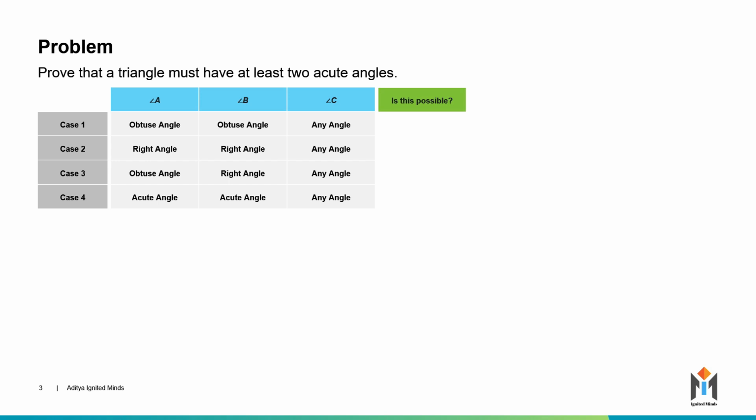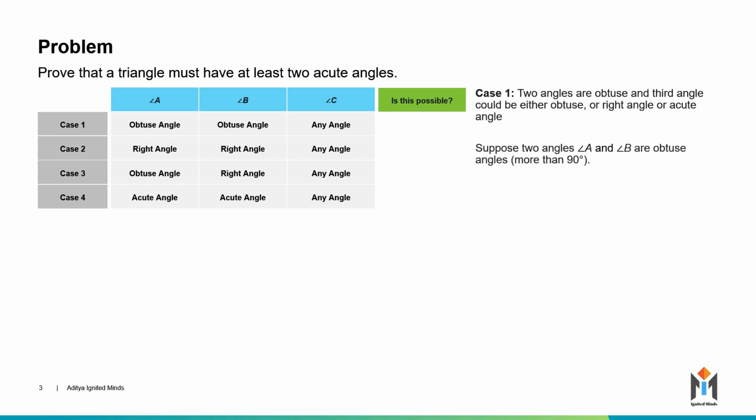Coming to case 1, where two angles are obtuse and the third angle could be obtuse, right or acute. Let us take two angles of a triangle, say A and B, and say they both are obtuse angles, which means both are more than 90. When you sum up angle A plus angle B, A is more than 90 and B is also more than 90, so what do you get? If you sum it up, the result will be more than 180 degrees, right?